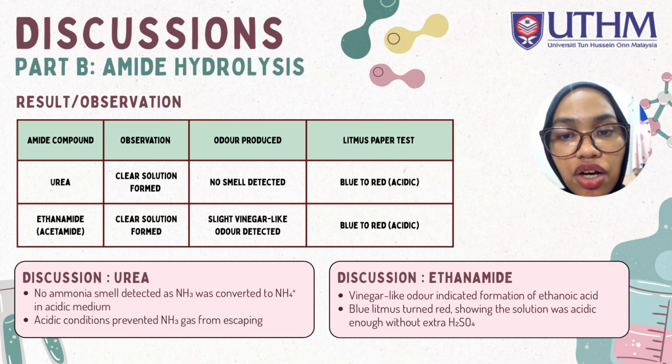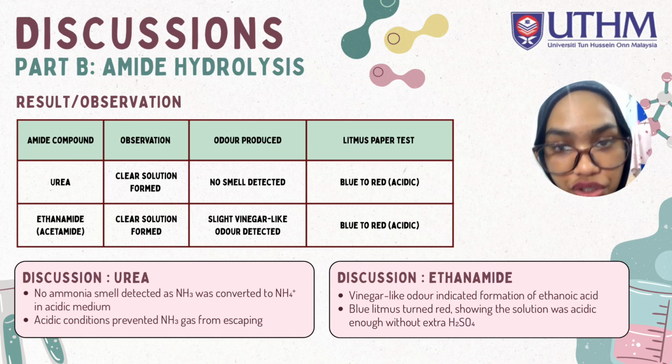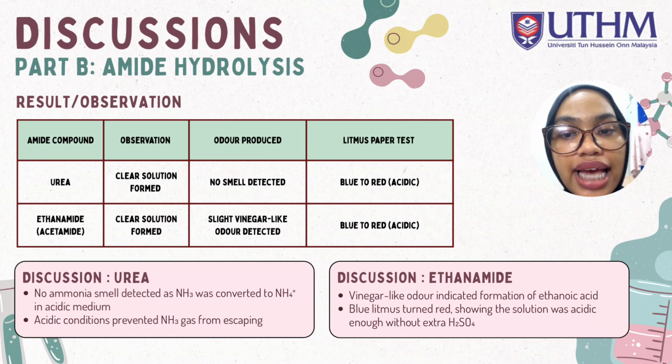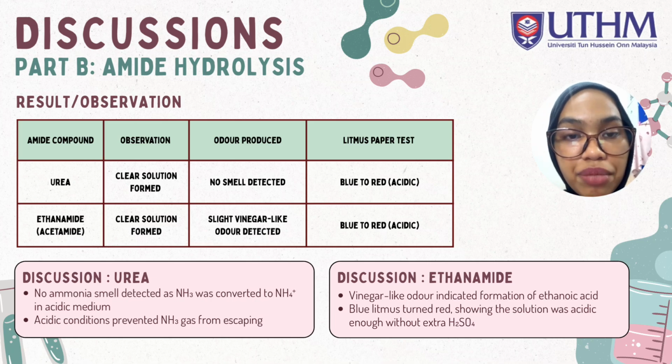For urea, no ammonia smell was detected as NH2 was converted to NH4+ in acidic medium. Acidic condition prevented NH3 gas from escaping. For ethanamide, the vinegar-like odor indicated formation of ethanoic acid. Blue litmus turned red, showing the solution was acidic enough without extra H2SO4.